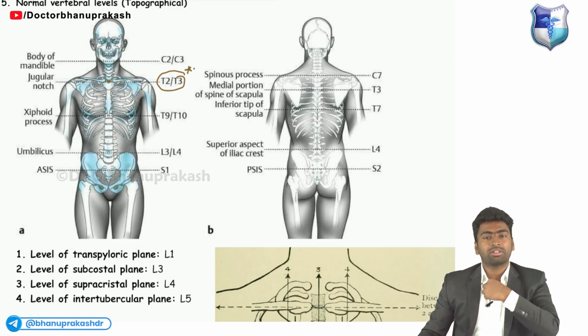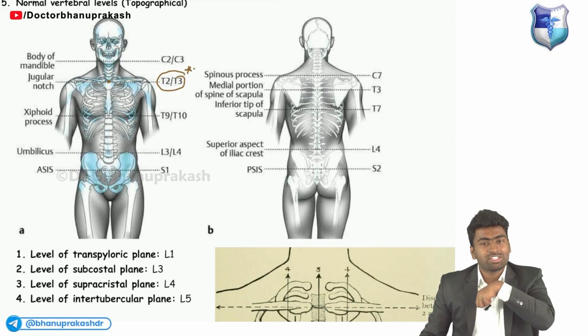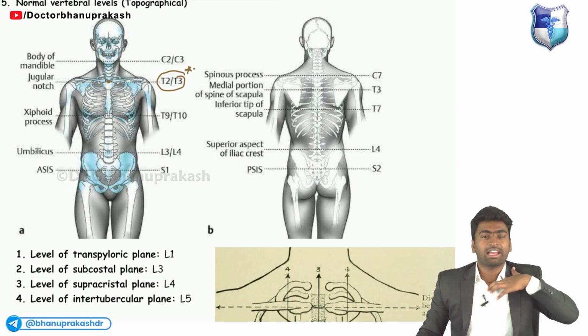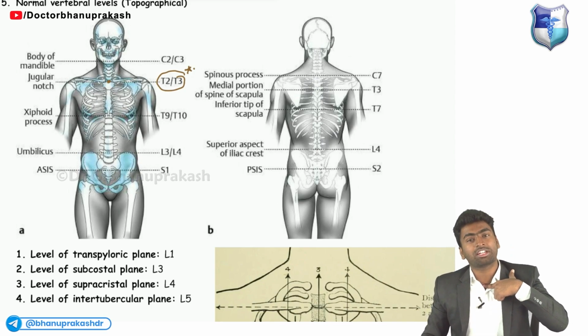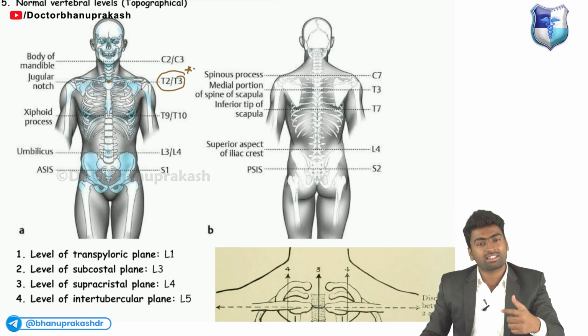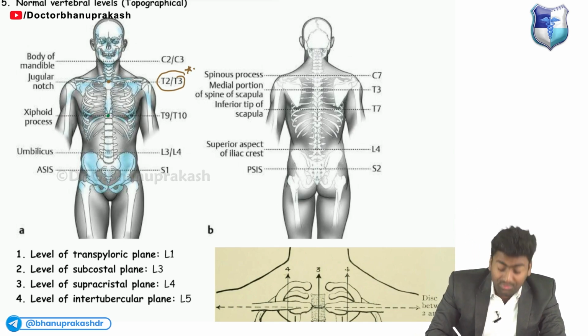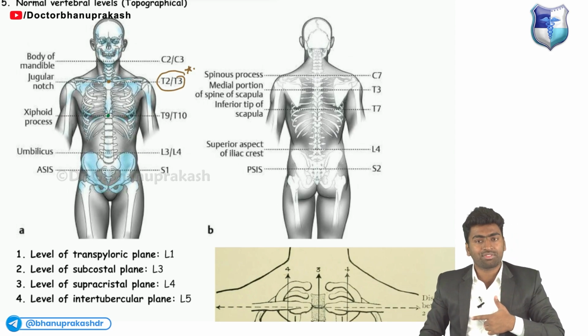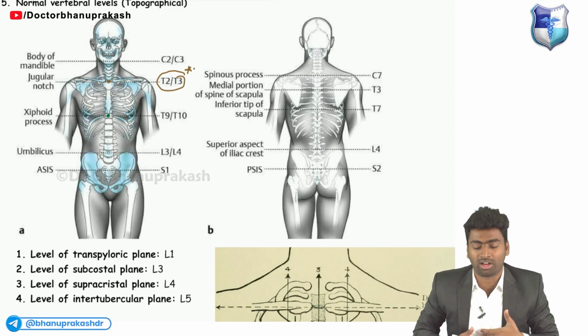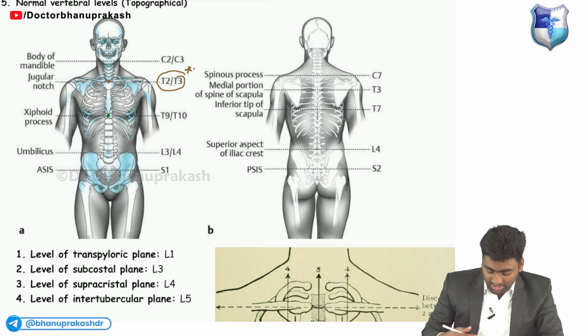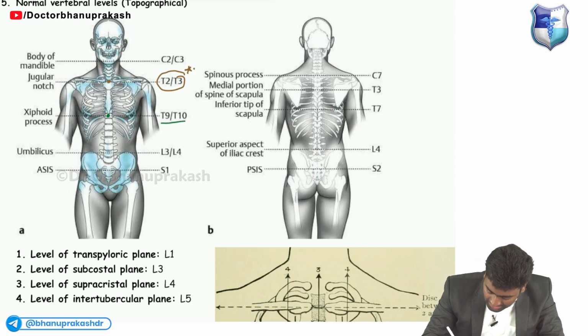For example, there will be the sternum and the jugular notch. They will point an arrow and ask which vertebral level it is at. It is at the level of T2 to T3. And next about the xiphisternum: they will mark around it and ask at which vertebral level it is. It is at the level of T9 to T10.